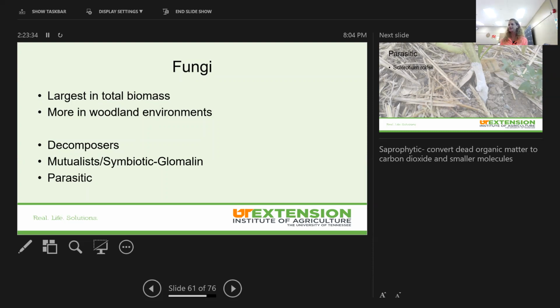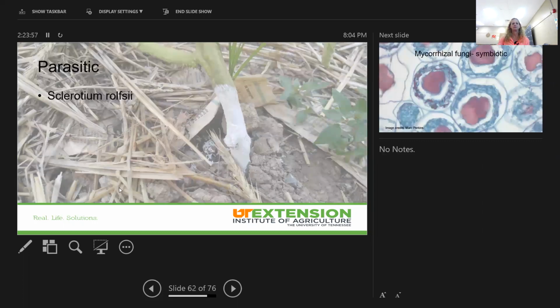It's more in the woodland environments. They are decomposers, they're mutualist, symbiotic. I don't know what that other word means. And they can be parasitic. Some of your fungi can be parasitic, which means that they're feeding off the plant that they're attached to. An example. Okay, parasite. Okay, here we go.